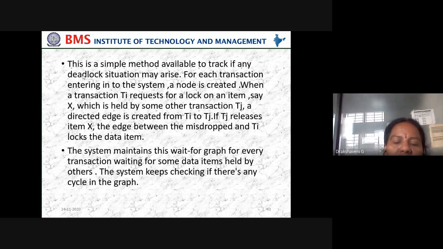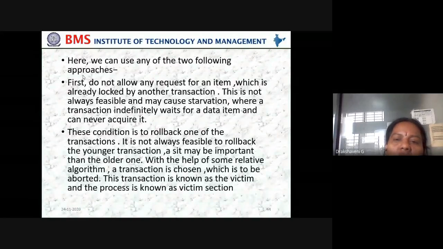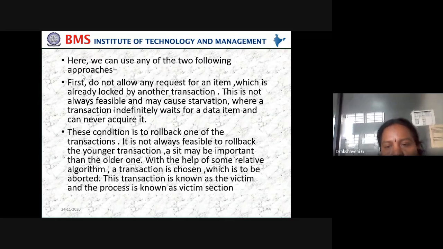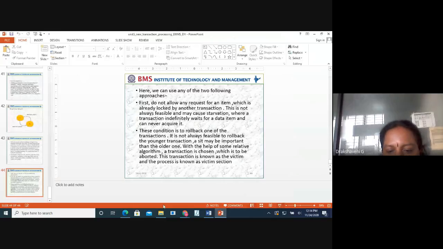The system keeps checking if there is any cycle in the graph. Here we can use either of the two following approaches. First, do not allow any request for an item which is already locked by another transaction. This is not always feasible and may cause starvation, where the transaction indefinitely waits for a data item and can never acquire it. So this is the first approach.